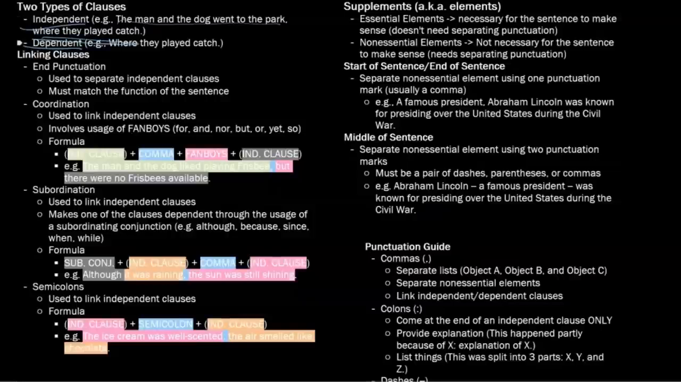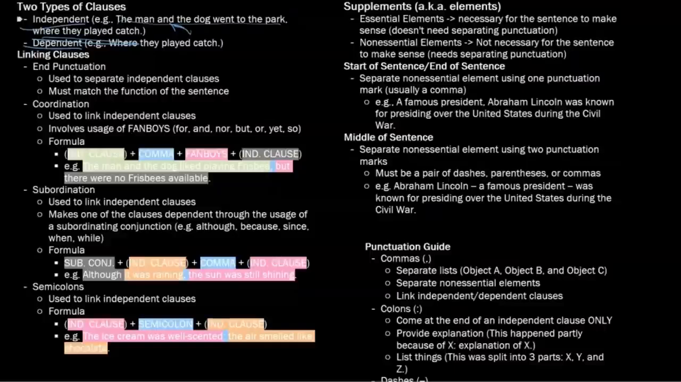But this part here, the dependent clause, is where they played catch. If I just said where they played catch, it doesn't make sense. Okay, like just think about it in your head. It doesn't make sense. You wouldn't say that, right? So a dependent clause is something that requires some other clause, some independent clause, to kind of qualify it.